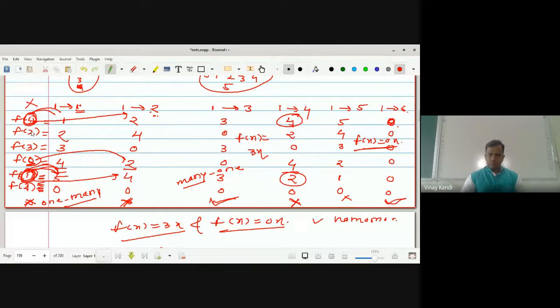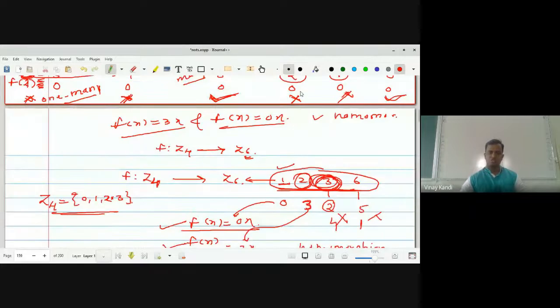Okay, any doubt now? Now look at here: 1 maps to 5 and here again 1 maps to 1. So for one element we have more than one image. Not unique, hence this is not a function. Hence f of x is equal to 0x, that is the identity, the zero function, which is a homomorphic function. Any doubt?